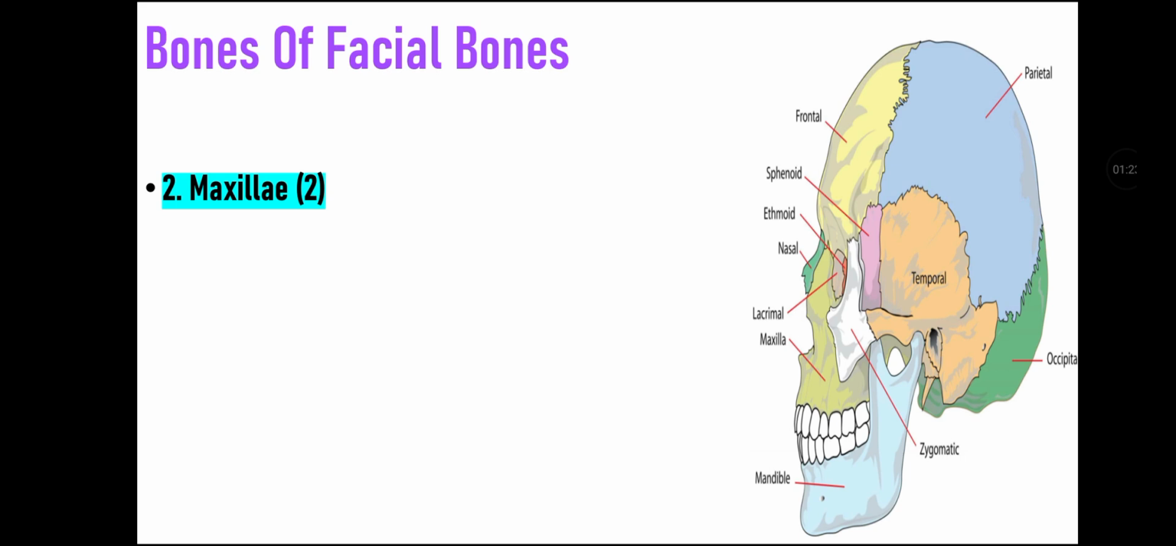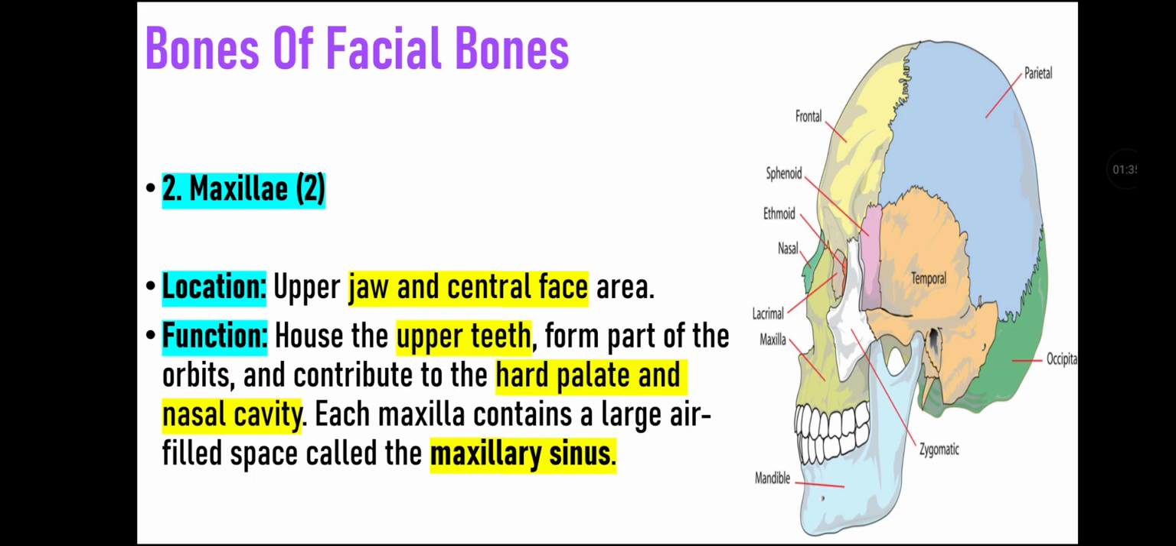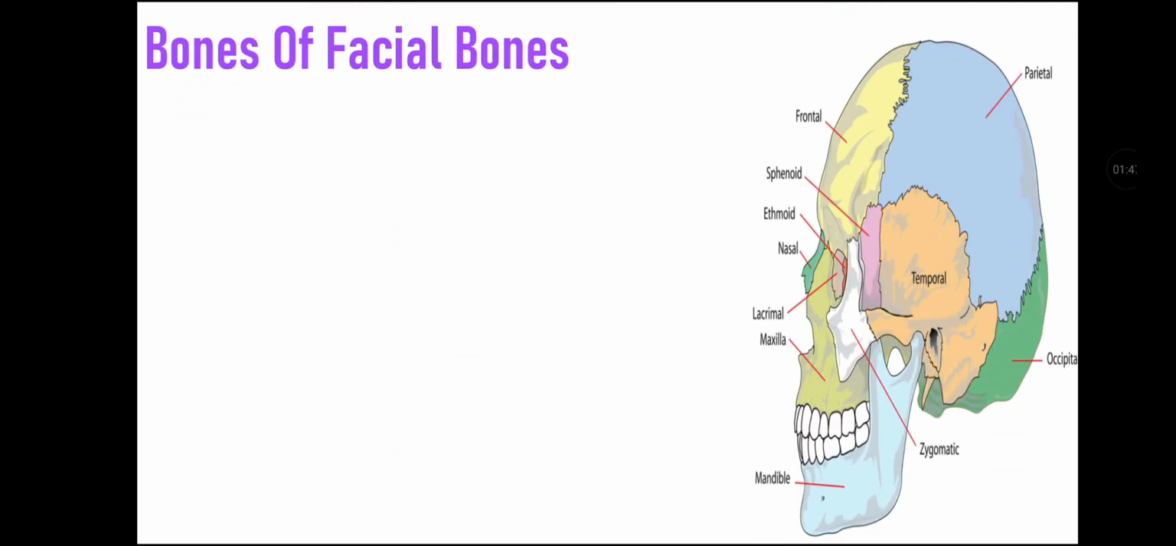Next facial bone we have is maxilla, that is you can see here in diagram. The light green color bone having the teeth is the maxilla. It is paired bone, that means there will be two maxilla in every skull. Location: it is located at the upper jaw and central face area. Function: it houses the upper teeth, forms part of the orbit, and contributes to the hard palate and nasal cavity. Each maxilla contains a large air-filled space that is called as maxillary sinus.